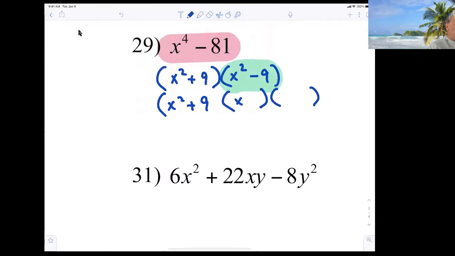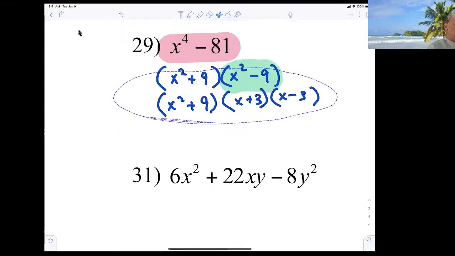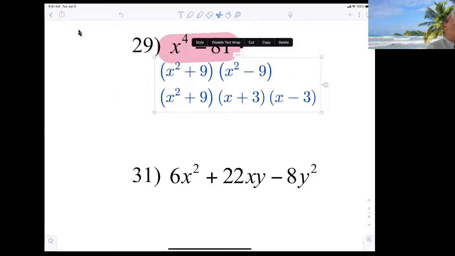X and x, 3 and 3. There you have it. Just like that, guys. The x squared plus 9 does not factor because it's a plus 9, not a minus 9. So that is another kind of unique problem that I want to make sure you see.